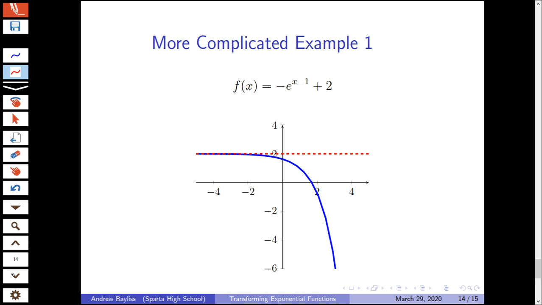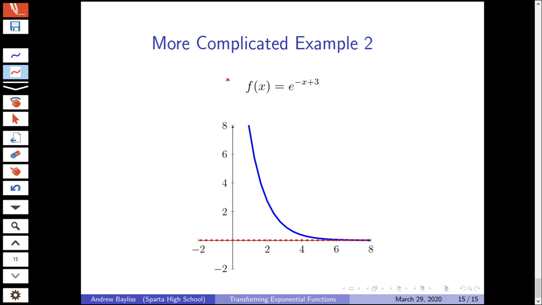Finally, a more complicated example. Here, we have the graph being shifted to the right 1. So our y-intercept is over here to the right 1. It's also been flipped over the x-axis and shifted up 2 units. So this is actually going to be at the point (1, 1). And horizontal asymptote is y equals 2. And we can see the range is everything below 2.